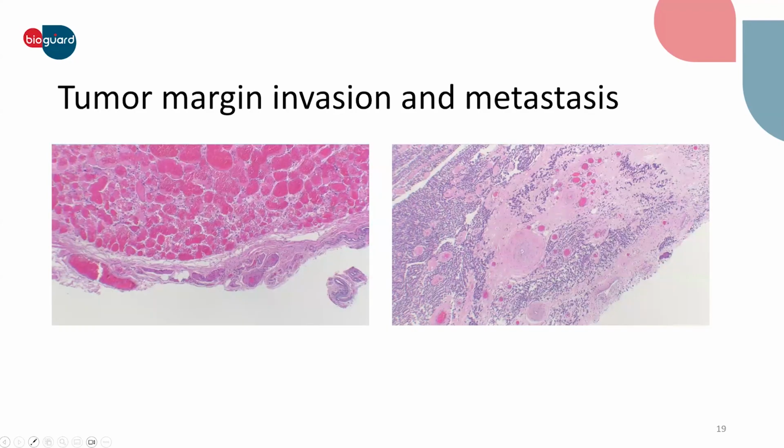Here we can see the left picture is a hemangioma, a benign tumor from blood vessels, and we can see the fibrous capsule and it is well demarcated. The right one is from a mesenchymal tumor in a dog. The tumor is not encapsulated. The neoplastic cells are infiltrating at the margins.